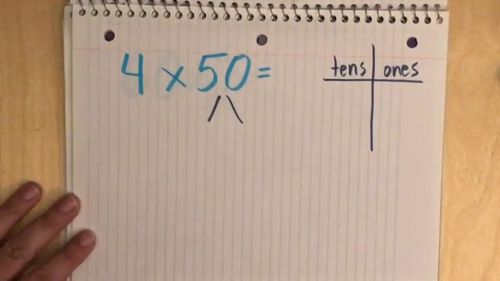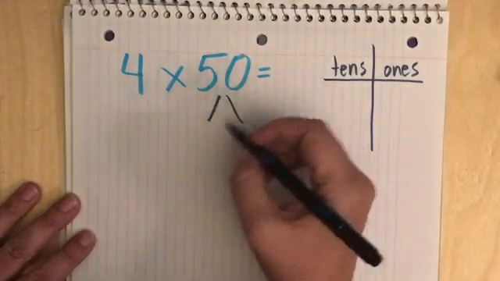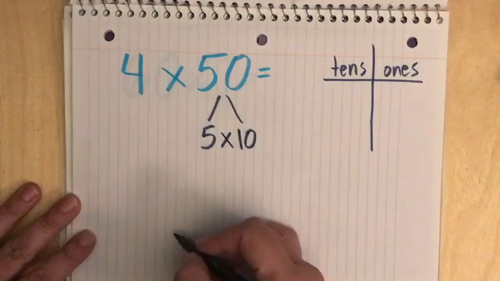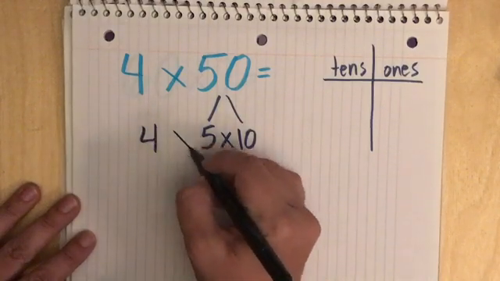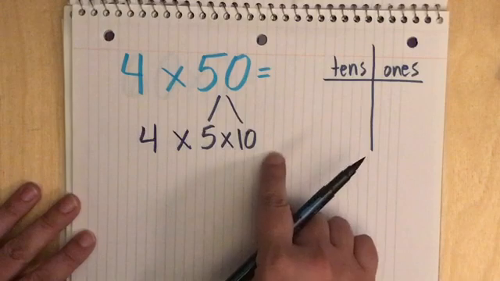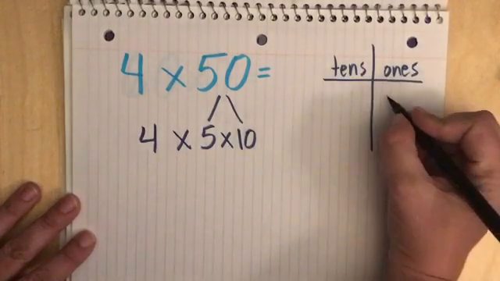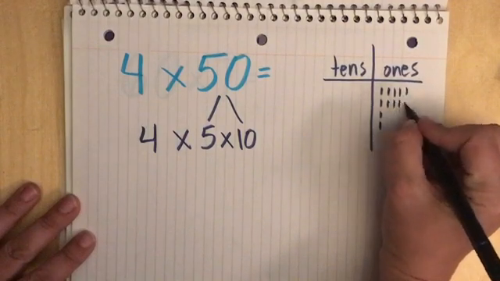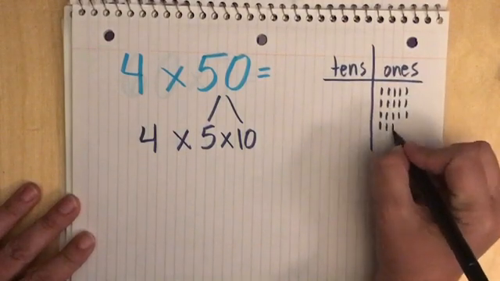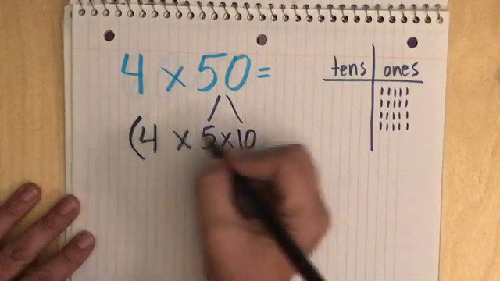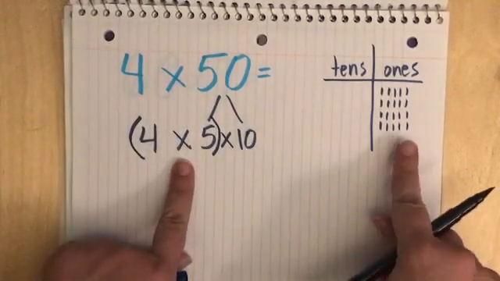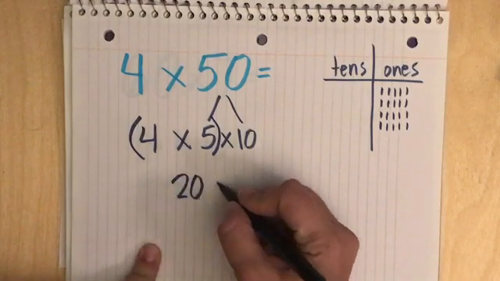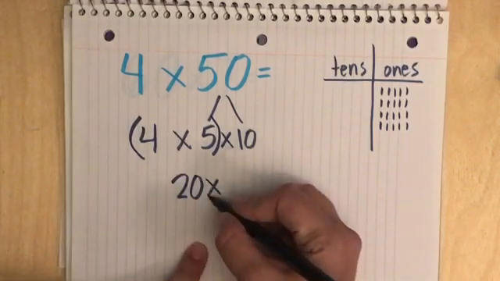Okay, hopefully you have finished that, and so that you've separated your 50 into 5 times 10, or 5 tens are in 50. And so our new equation becomes 4 times 5 times 10. And on our place value chart, you should have had 4 rows of 5. Then you put parentheses around your 4 times 5 to show that that's what we did first. And you should have gotten 20. And now we're going to do our 20 times 10.